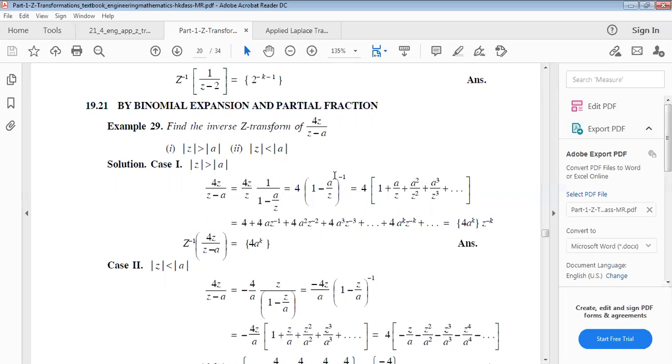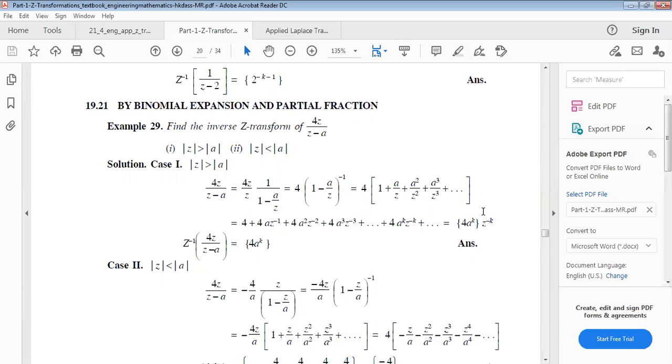So this is a polynomial in a by z. The formula for 1 minus x to the power minus 1 is 1 plus x plus x square plus x cube plus dot dot. This is just a series. Now this can be written as 4 into 1, a z to the power minus 1, a square z square, a cube z cube, this way. That means this can be written as the sequence of 4 into a to the power k times z to the power minus k. Therefore the z transform of this equals this.